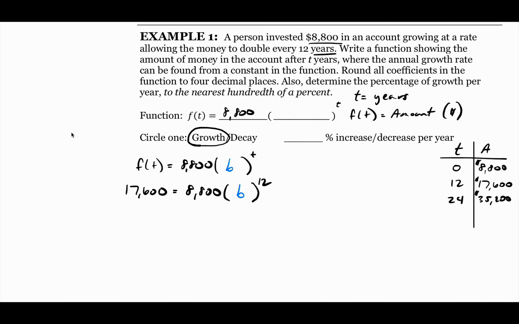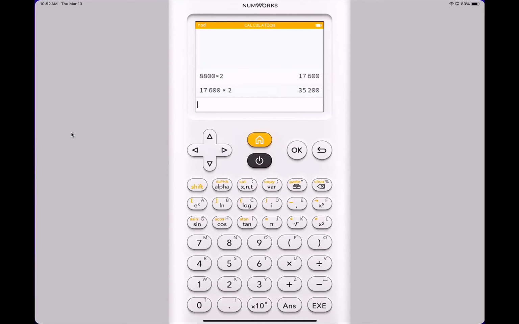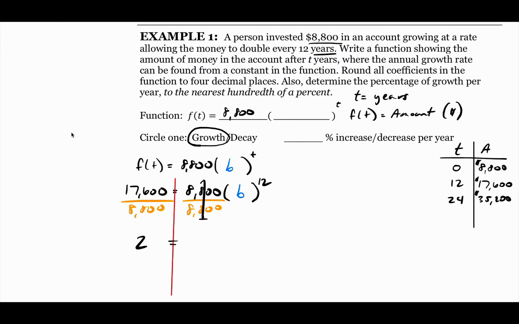So draw my line down here. First thing I'm going to do is divide. I'm going to divide by 8,800. 8,800 divided by itself makes 1. And then 17,600 divided by 8,800 is 2. So this is going to be 2. Bring down what I haven't used.